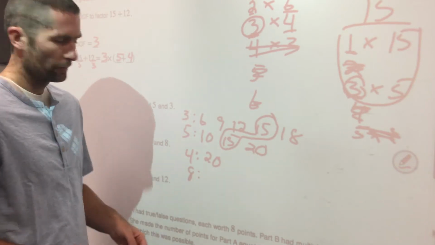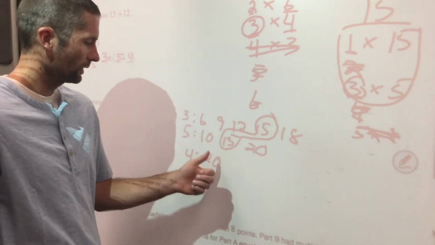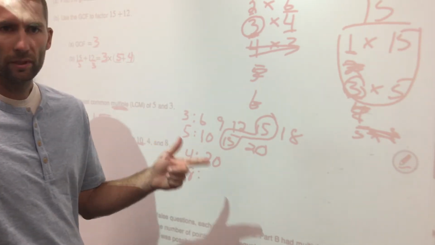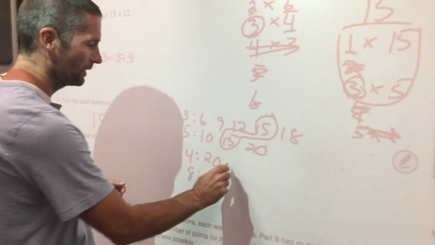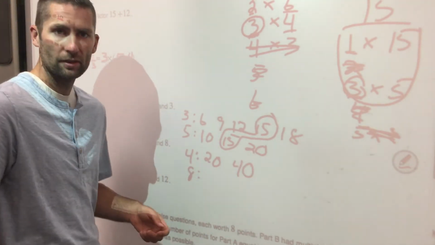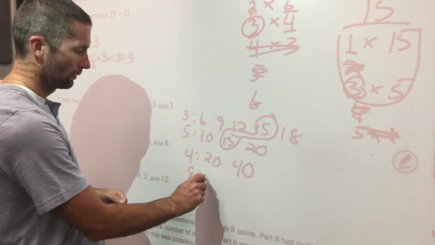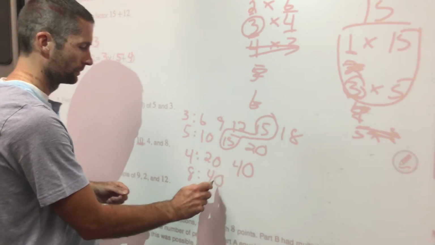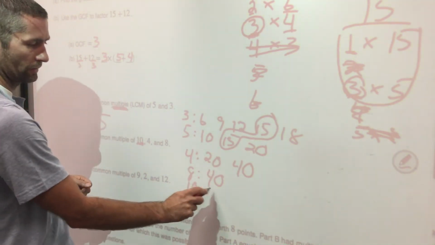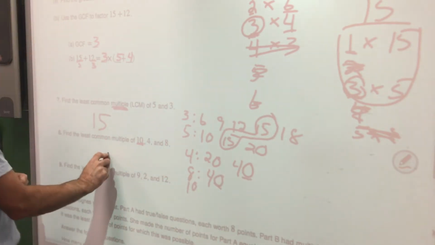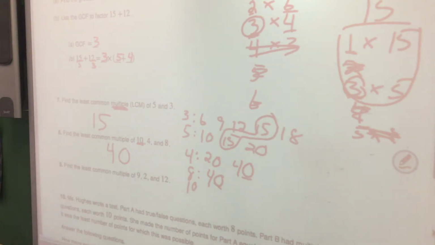8 doesn't work for 20. So 20, 24, 28, 32, 36, 40 is. Now I could write all these out, I'm just doing a little shortcut here. 40 does work for 8 too. So it's obviously going to work for 10 because it ends with a 0. So the least common multiple is 40.